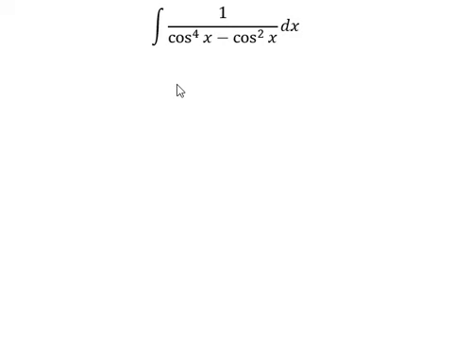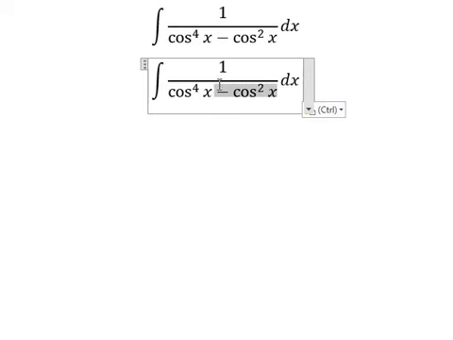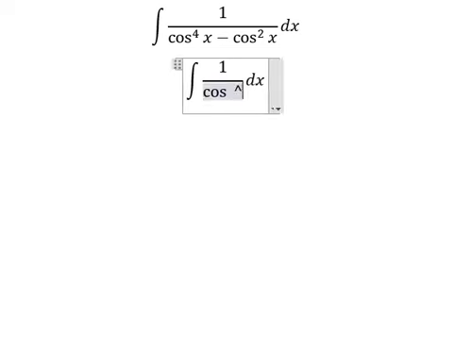Hello everybody. So today I want to talk about calculus, the topic that is about integration. So now I want to show you how to answer. We can do factorization by cosine x squared.